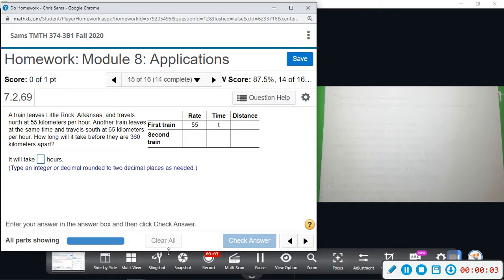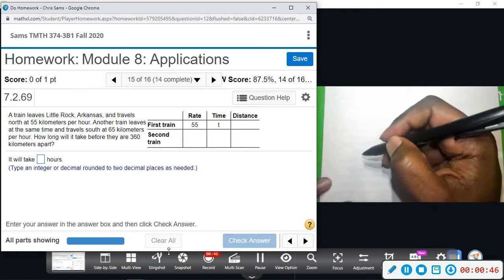Number 15 says a train leaves Little Rock, Arkansas and travels north at 55 kilometers per hour. Another train leaves at the same time, travels south at 65 kilometers per hour. How long will it take before they are 360 kilometers apart? So one is leaving Little Rock, Arkansas, traveling north. Another leaves at the same time, traveling south.